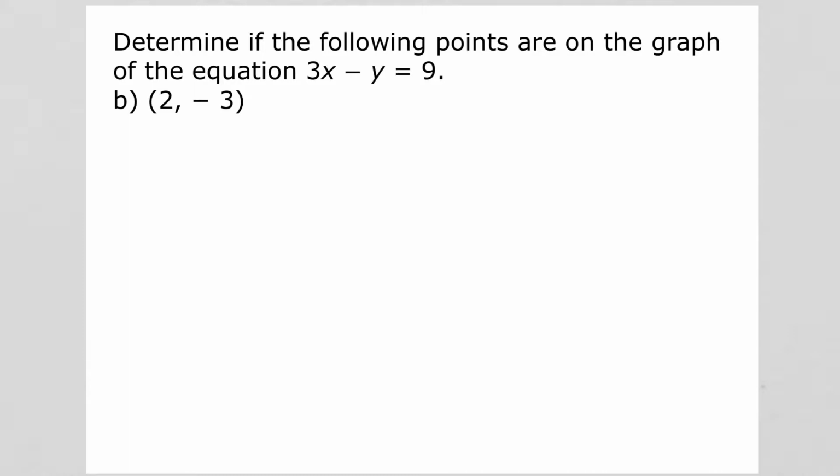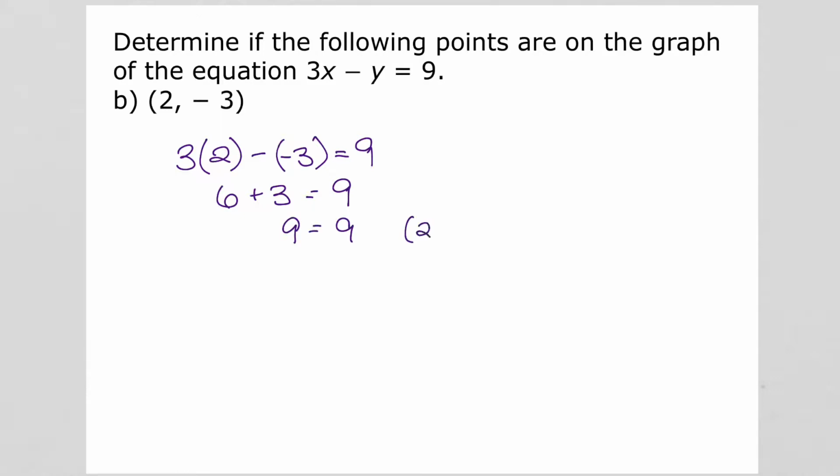And for the same equation, we're going to plug in this point. So 3 times the x value of 2 minus a y value of negative 3. And we'll see if that equals negative 9. So we've got 6 plus 3, not negative 9, positive. And that equals 9. So the point 2, 3 is on the graph.